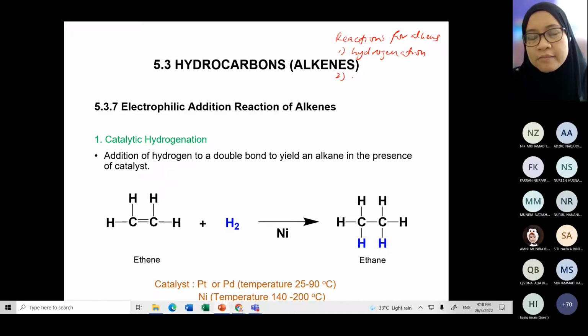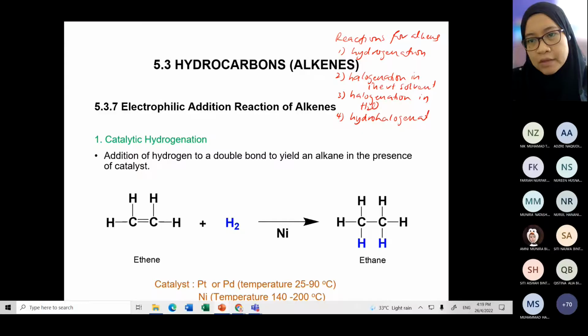Then next we have halogenation in inert solvent. And then next we have still halogenation, but in water. And then the fourth one we have hydrohalogenation. And then the fifth one we have hydration. So we are going to cover all of them.